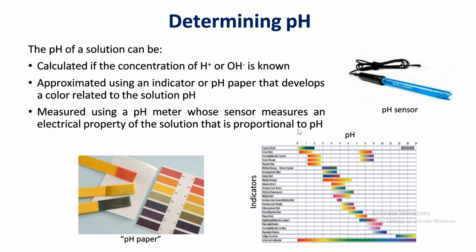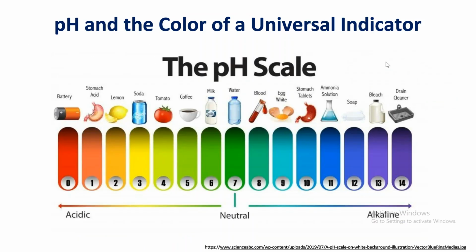So pH is related to the hydrogen ion concentration, and this is the pH sensor with the probe right here. Now, the relationship between pH and the color of a universal indicator. If you have a universal indicator and the pH is 7, it's going to have a green color. That's the color for water. Milk will also be greenish.